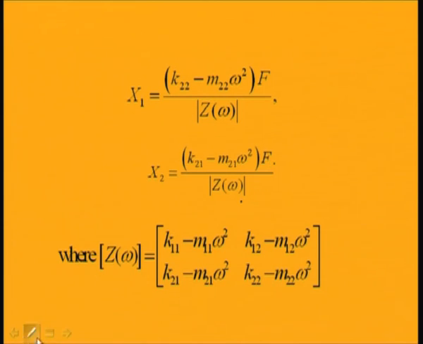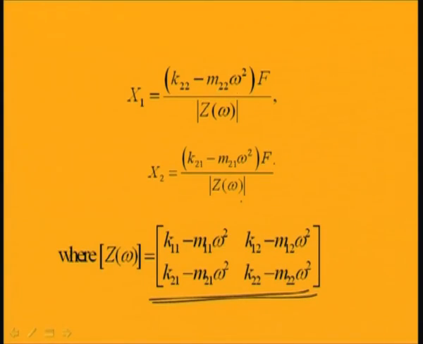Where Z omega I have already told you. So, this is the K11 minus M11 omega square, K12 minus M12 omega square, K21 minus M21 omega square, and K22 minus M22 omega square. So, from this you can find this x1 equal to K22. So, given the value of stiffness, you can find K22, M22 and this omega, and this x1, x2, the response you can find.